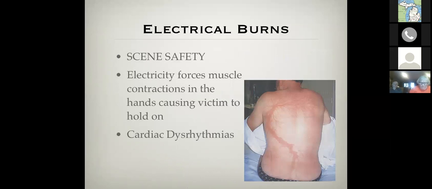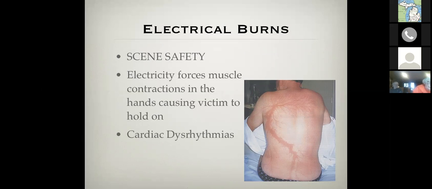So obviously, electrical burns. Number one, coming back full circle, scene safety. When we see electrical burns on TV or in real life, they're always tensed up and always shaking. That's because the electricity is literally forcing the muscle to contract. Most of the time we see that in the hands. That's why they can never let go, because they're literally tensed down, and the electricity is causing that.